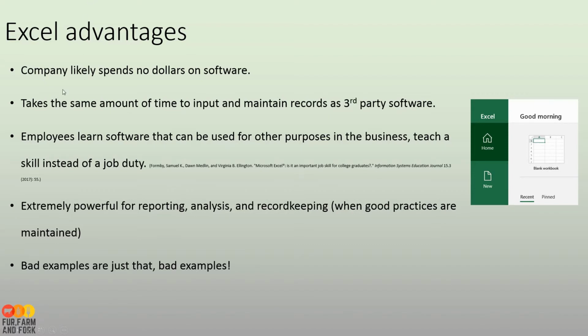And the advantages are going to be, first, that the company is likely not going to spend any dollars on software. Almost every computer in any business is going to have a Microsoft Office license already on it. It's going to take the same amount of time to input and maintain records as third-party software. If an issue happens and we need to document a deviation report, that's going to need to happen, whether it happens in a particular software environment or in Excel. That data entry time is still spent.